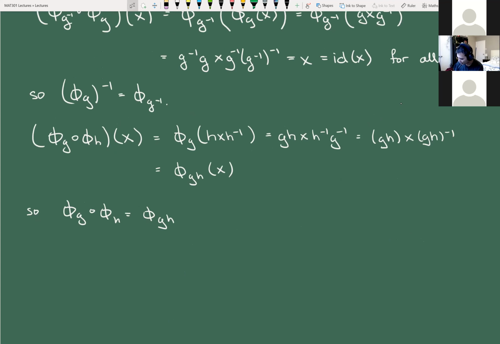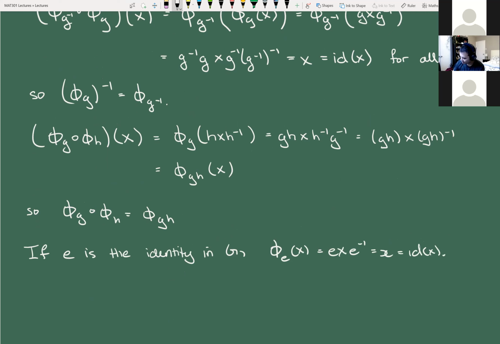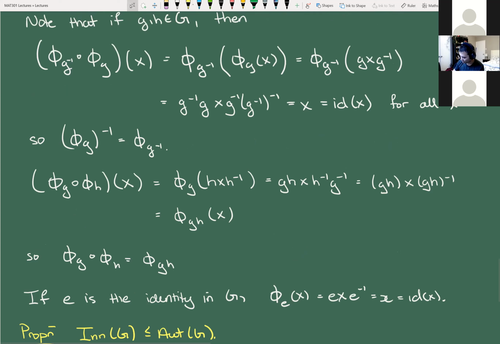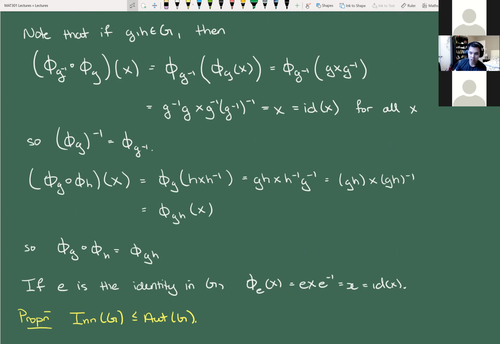And I guess finally we should say that if E is the identity in G, then conjugation by the identity element is just the identity function, right? So what have we shown? So, proposition: the inner automorphism group of G is a subgroup of Aut G, right? And the proof to that is actually what we just went through. I could have stated the proposition first, but this is the sort of thing where you're just playing around and you're like, oh, hey, look, that works out really nicely.